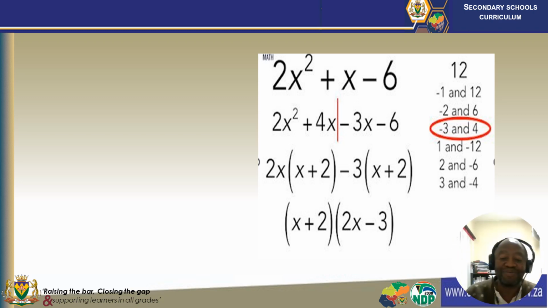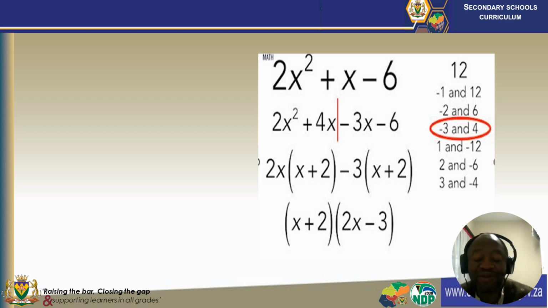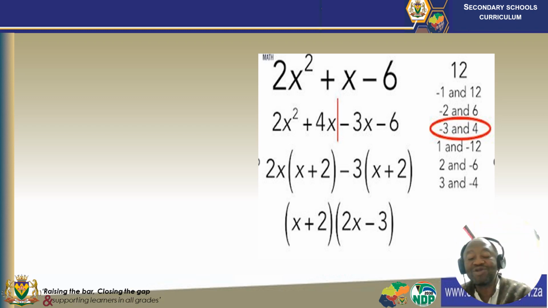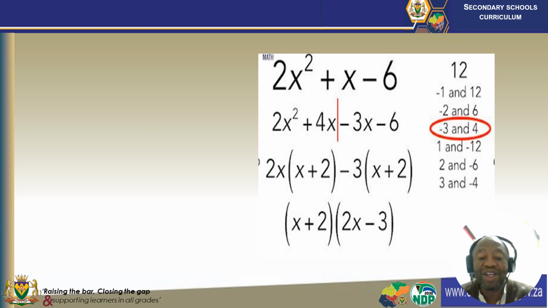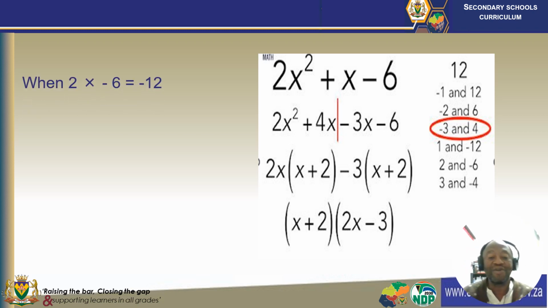Then we group them into 2x squared plus 4x and minus 3x minus 6, in other words, into two groups. Then we factorize the first expression, 2x squared plus 4x. When you take out your common factor, which is 2x, you get 2x into x plus 2. The second expression, when you take out minus 3 as a common factor, gives minus 3 into x plus 2. And look at those two expressions. What is common? The x plus 2. You take out x plus 2, which is common, and you're left with 2x minus 3. That's how we factorize that one.